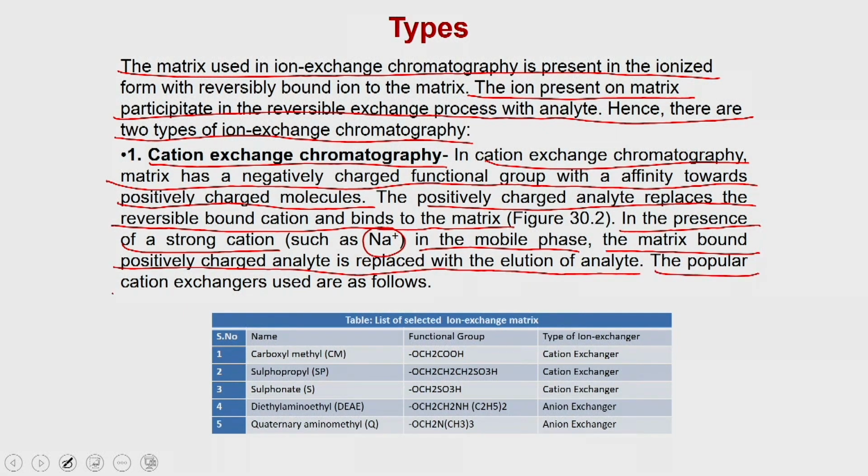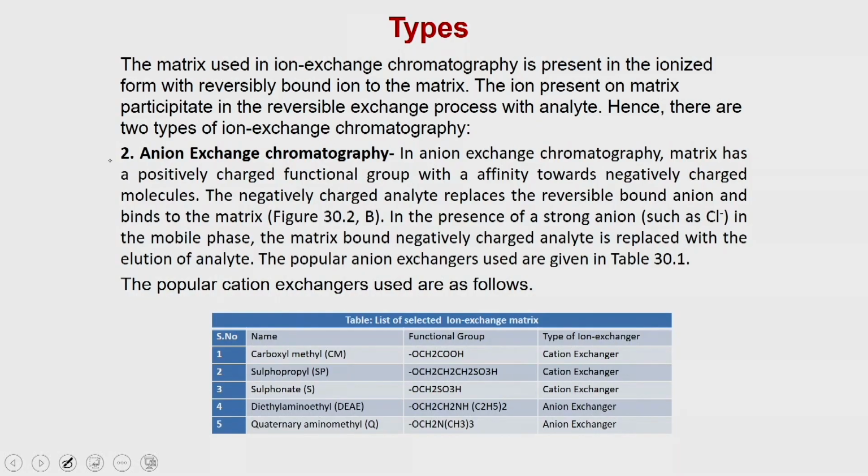The popular cation exchangers are as follows. You can have carboxymethyl, which is CH2COOH, you have SP Sepharose, and you can have sulfonate, but all these three are cation exchangers. The other possibility is the anion exchanger, and in the case of an anion exchanger it is going to be a positively charged functional group which has an affinity for negatively charged groups.